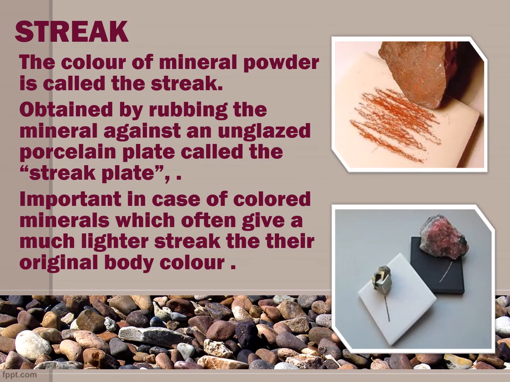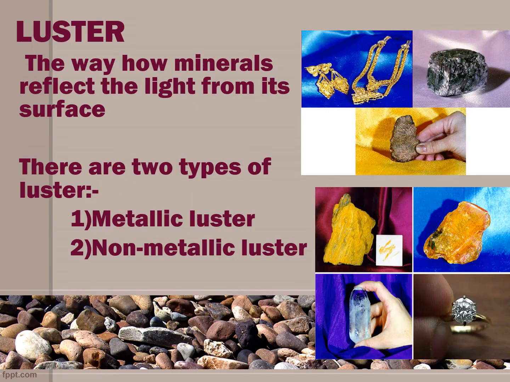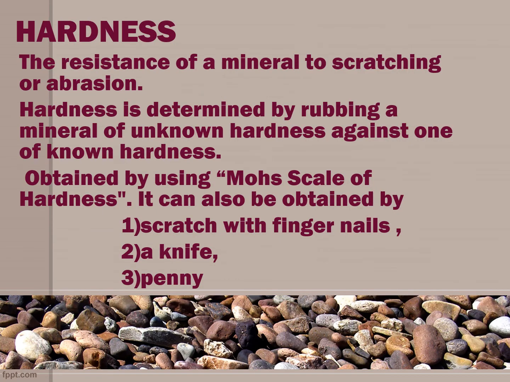You have your streak. The color of mineral powder is called streak, obtained by rubbing the mineral against the unglazed porcelain slate called the streak plate. So, depende po ito. Ang streak ay how it scratches now or naiwan doon sa ating streak plate. The luster is how minerals reflect light from its surface. How it reflects. Paano nire-reflect ang ating light. So, we have your two types, your metallic luster and non-metallic luster.